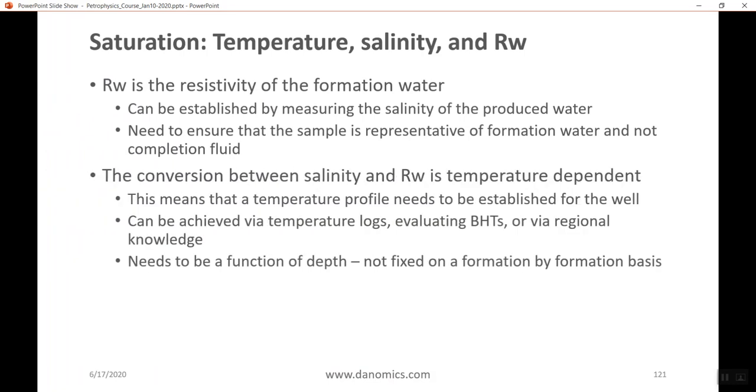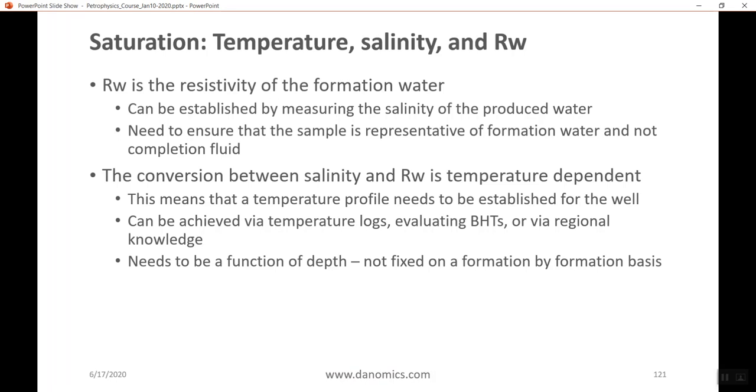So the Rw and salinity essentially go hand in hand. The one thing I will say is salinity is a measured property regardless of state, whereas Rw is temperature dependent. So since we talk about Rw in the equations, and that says salinity, it means we need to establish a temperature profile.